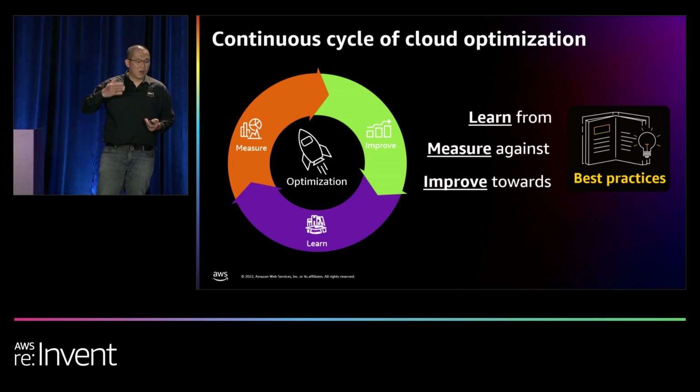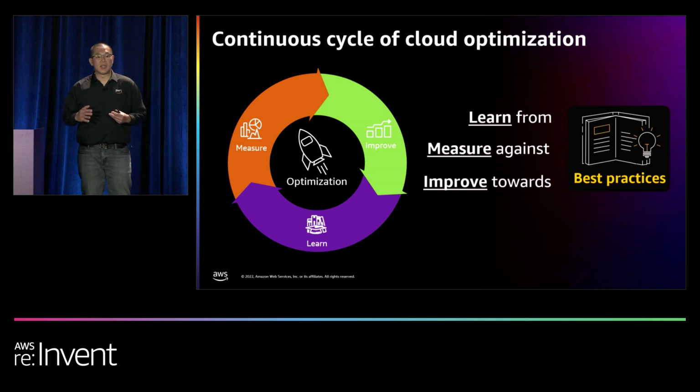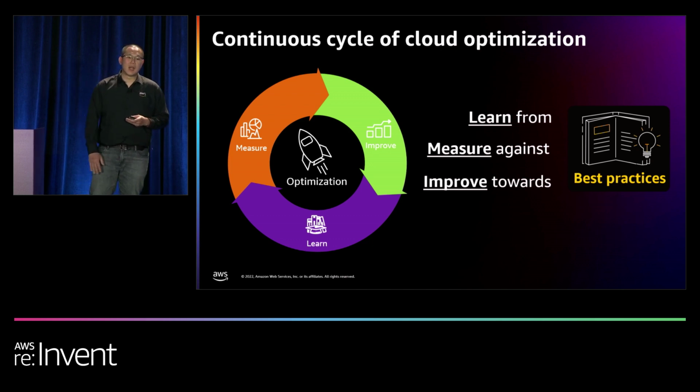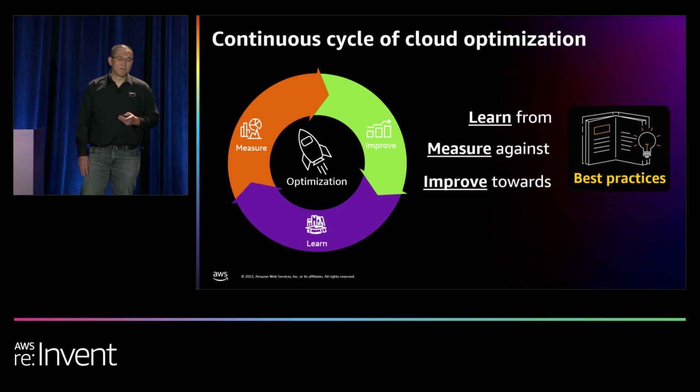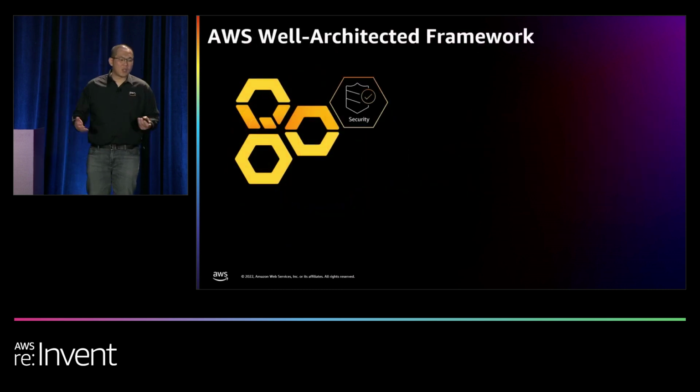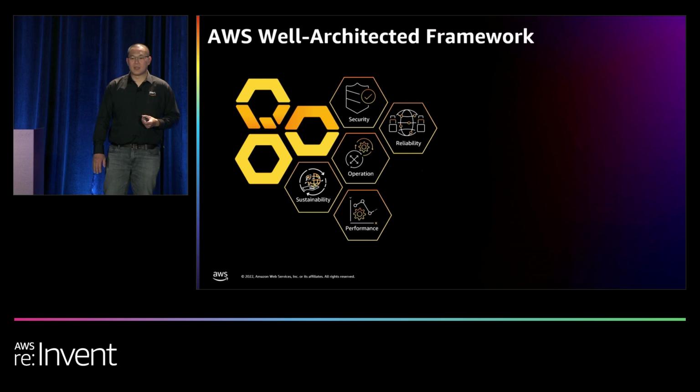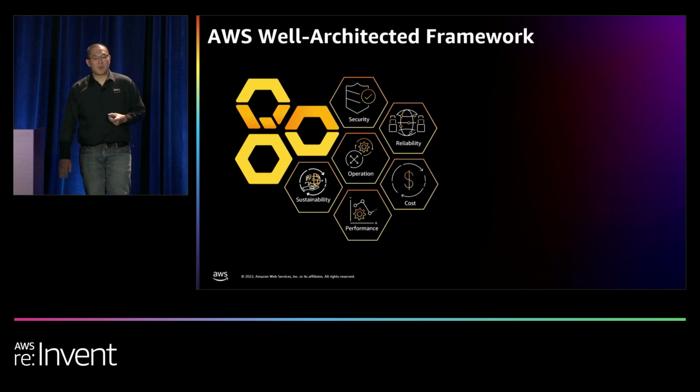So this learn, measure, and improve is essentially an integral part in the way we approach cloud optimization in AWS, so that we are essentially able to keep up with the stream of new opportunities to become more optimized. So now, what do we use to help us with these best practices? Well, in AWS, we have the AWS Well-Architected Framework to help guide you towards areas and capabilities of best practices.